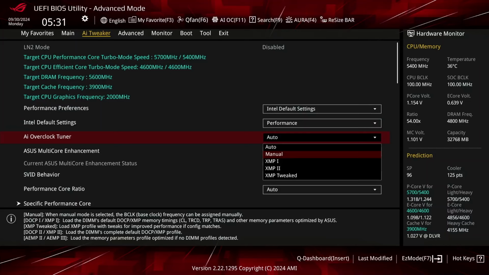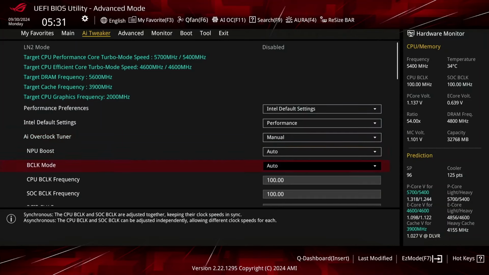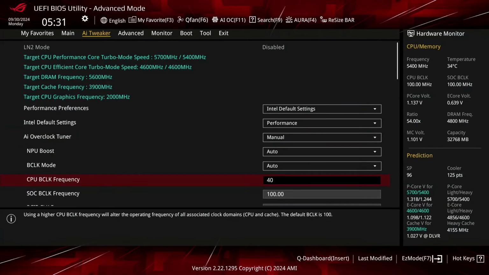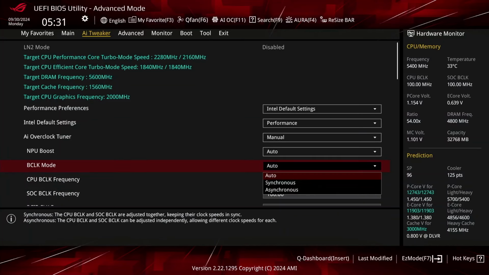In the ASUS ROG BIOS, you can configure the CPU BCLK frequency in the AI Tweaker menu by first setting AI Overclock Tuner to anything else than auto. Then, you can also switch between asynchronous and synchronous mode by adjusting the BCLK mode option.